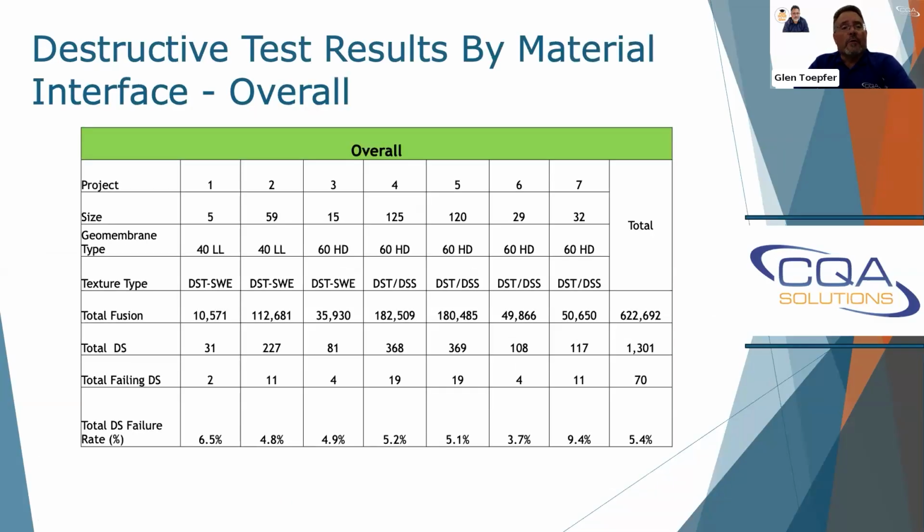So breaking up the table, looking at the overall results, the overall failure rate for the different projects was anywhere from 3.7% to 9.4%, with an average of 5.4%. Now, in the industry, you'll hear all the time that failure rates are 1 to 2% typically. But, like I said, there are a lot of different ways of calculating them. What do those rates actually take into account?